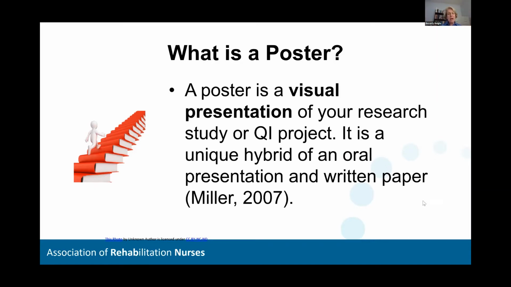It is a unique hybrid of an oral presentation and written paper. So if you think about that, if you were preparing for an oral presentation, sometimes those are 30 minutes, you've got the PowerPoint, sometimes they're even longer, but you have PowerPoint to produce, and you're speaking to whatever audience you have. And or a written paper could be, what, 10 to 12 pages that you're trying to publish. So what we're doing is taking all of that information and actually putting it into a visual for someone to be able to look at.